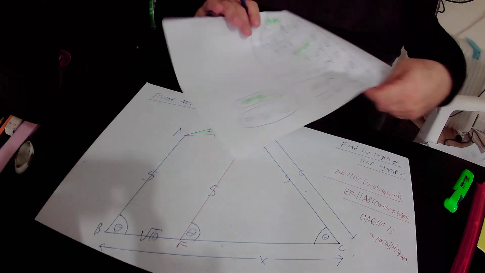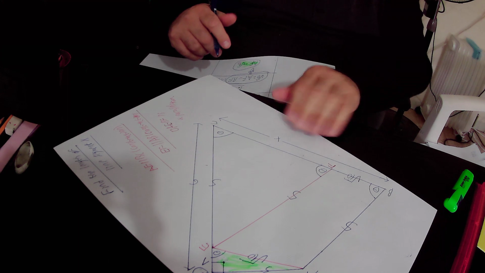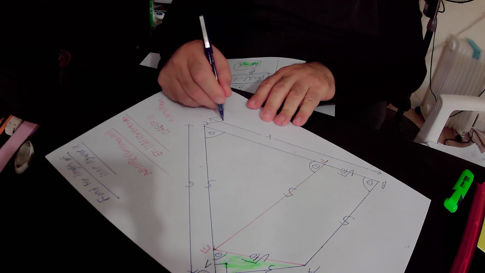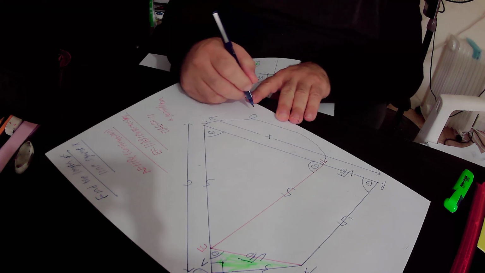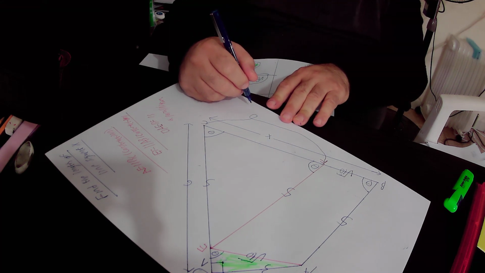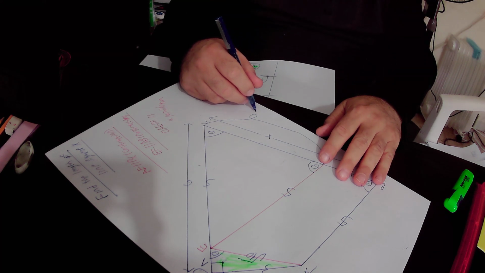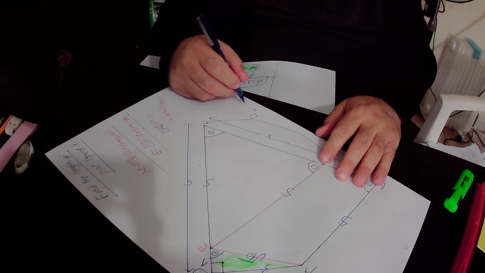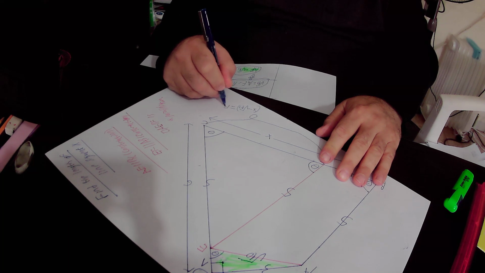So we can write here that FC equals X minus the square root of 10 units. This is the value of side FC.